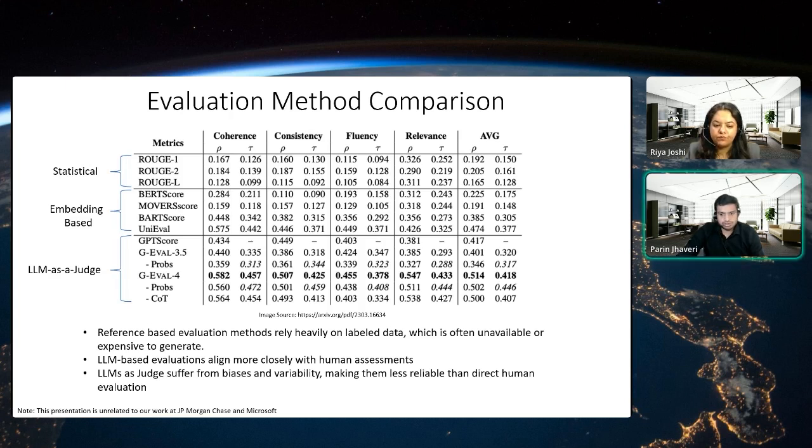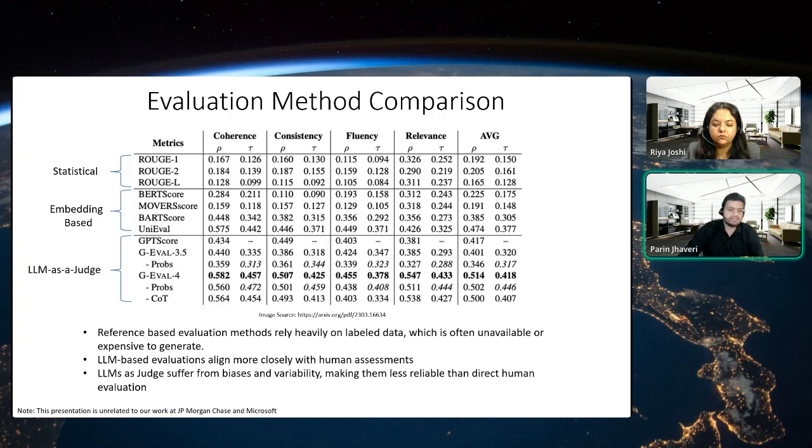So metrics like ROUGE and BERTScore perform poorly across these dimensions. As you can see, for coherence, they're around the 0.2 mark. For consistency, they're around the 0.1 mark. So this is indicated by the low Spearman and Kendall correlations. Average scores reinforce their limitations in evaluating nuanced LLM outputs. Metrics like GPTScore and G-Eval-4, which use LLMs for evaluations, show higher correlation with human judgments. For example, G-Eval-4 achieves the highest average, closely matching human evaluation standards.